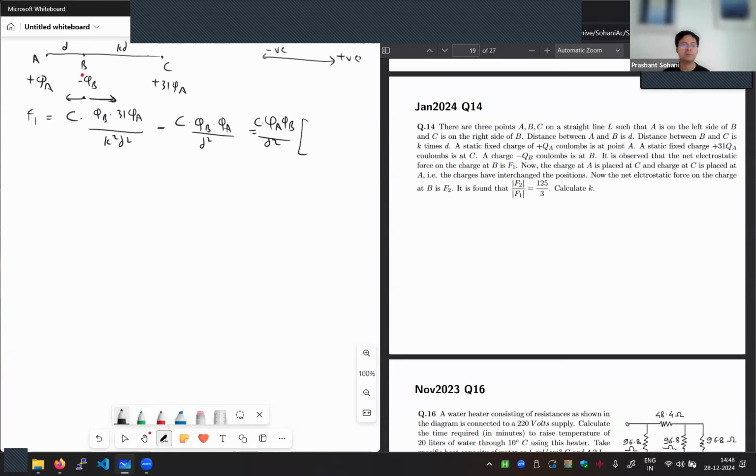And inside the bracket, I'll be left with just 31 upon K square minus 1, right? So this is F1, okay? And then very similarly, they have also calculated F2. So in the F2, they say the charge at A is placed at C and charge at C is placed at A, which means the diagram is interchanged.